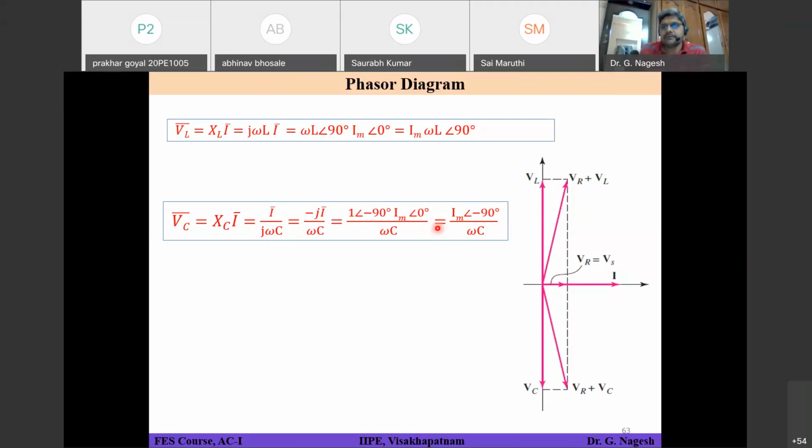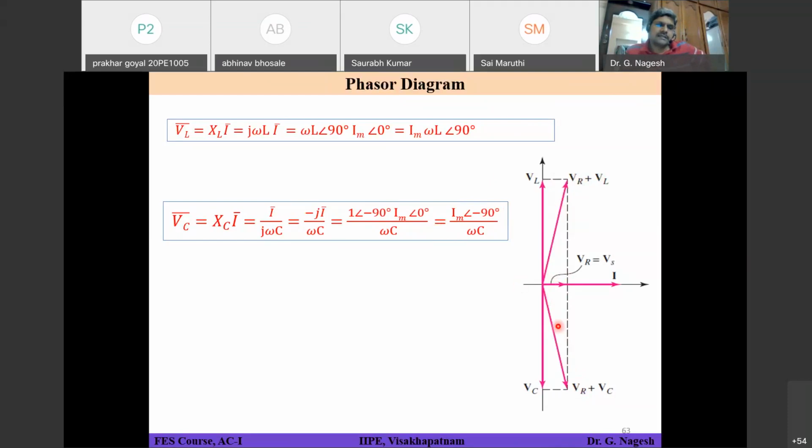Okay, right. So if you want to find the sum of voltages, that means VR plus VL, it is coming in between these two. And if you want to find the voltage VR plus VC, it is coming here. Okay, right. So this is for your understanding of how to draw the phasor diagram.